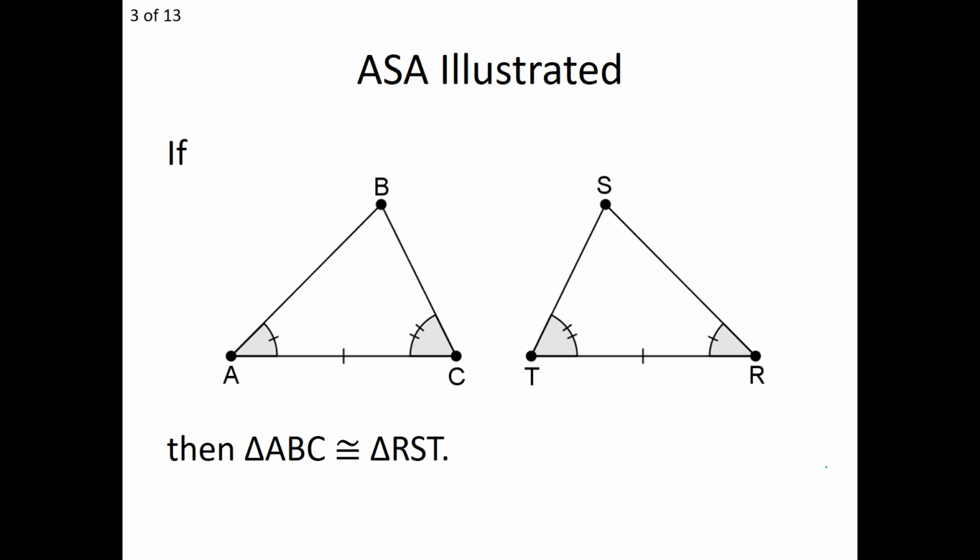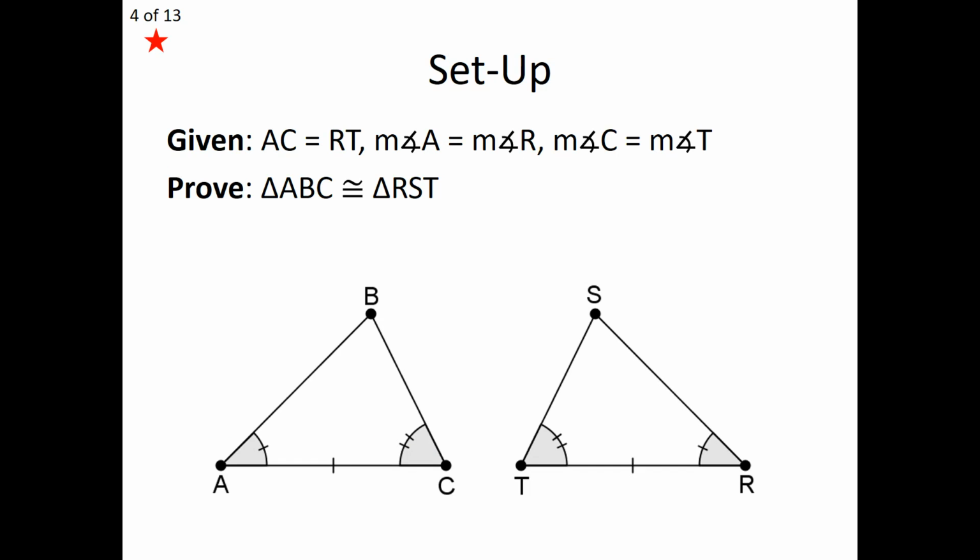We are going to prove this true. This is our next theorem. Here's our setup, the same two triangles we saw on the last slide. We're given the information about our included pair of sides, AC is equal to RT, and our two pairs of equal angles, A is equal to R and C is equal to T. Let's prove that triangle ABC and triangle RST are congruent.